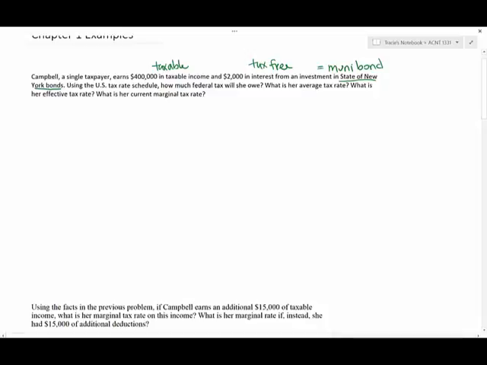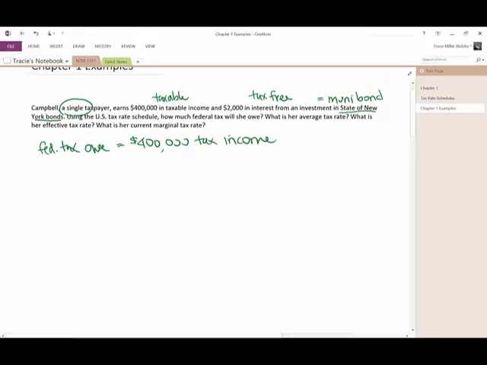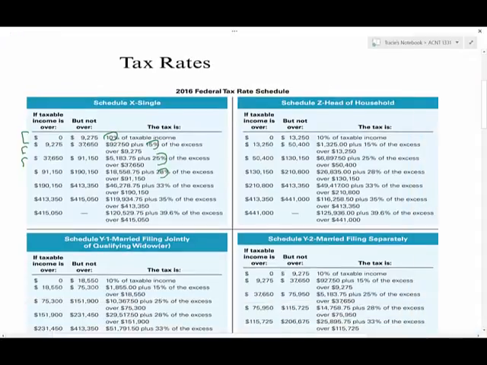Now the other thing I need to know is that Campbell is single before we can go about calculating the amount of federal tax that Campbell owes. So she's going to owe tax on $400,000 of taxable income. And to figure out the calculation for that, I'm going to go over to my tax rate schedule. These are included in the textbook, and they're also included in the Blackboard website. So you're going to need to print a copy of this, and you'll always want to have this with you as we go through our calculations.